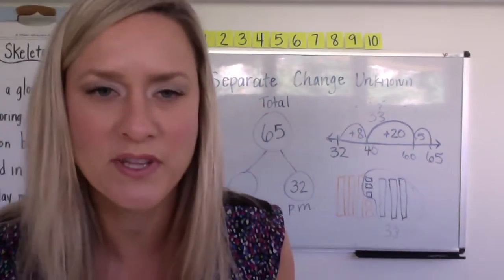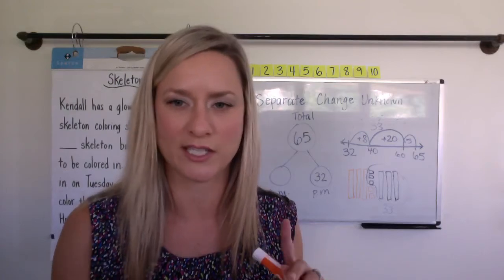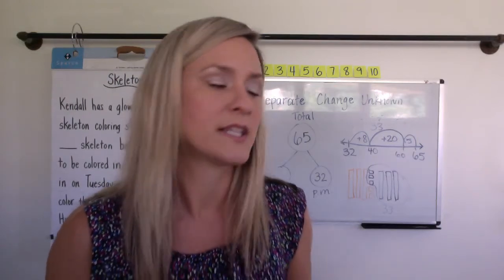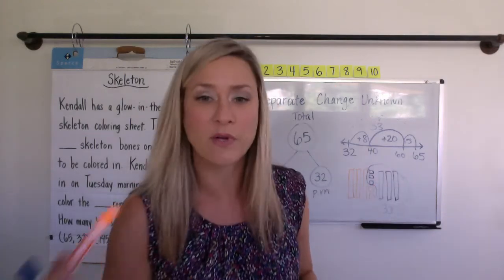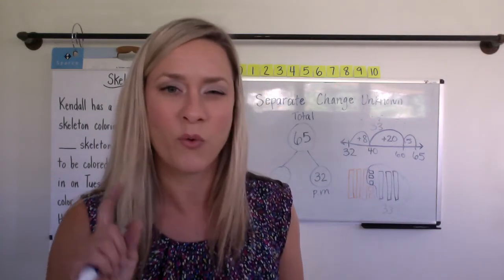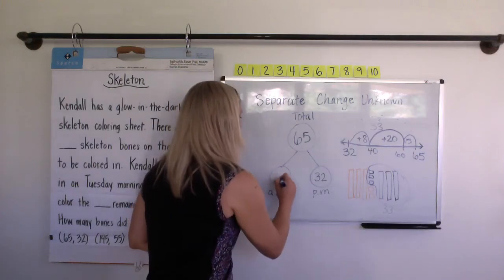So it's really important that you let your child figure out a strategy that really works for them. So you can help guide them either on a number line or with tools, but really they should be working to figure out what works for them. All right, so the answer there is 33.